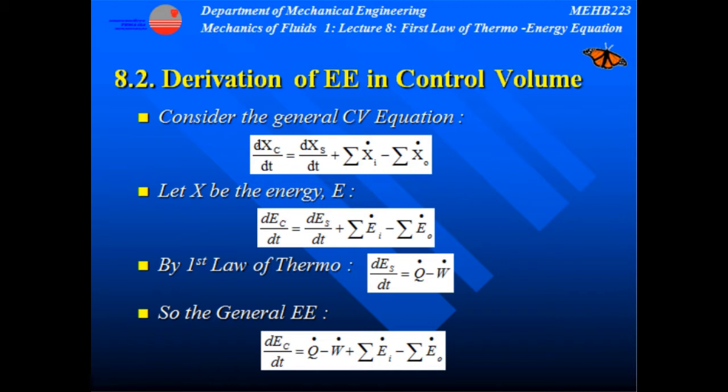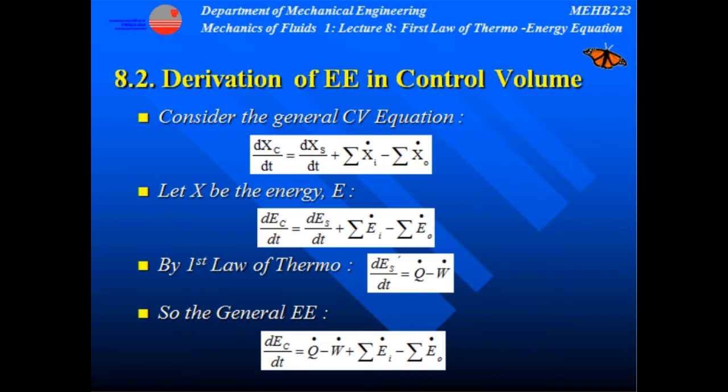So in this lecture, I will replace this X with energy. When I replace with energy, I got this dEc over dt, which is the rate of the energy of the control volume. C stands for the control volume, equals dEs over dt, the rate of energy of the system, S is the system, plus the summation of rate of energy at the inlet minus outlet.